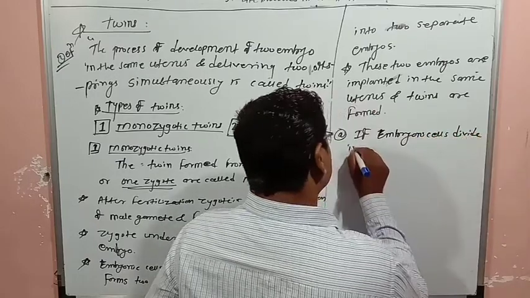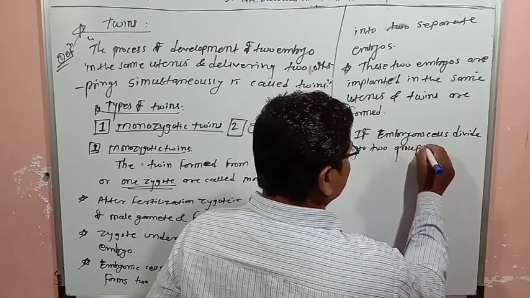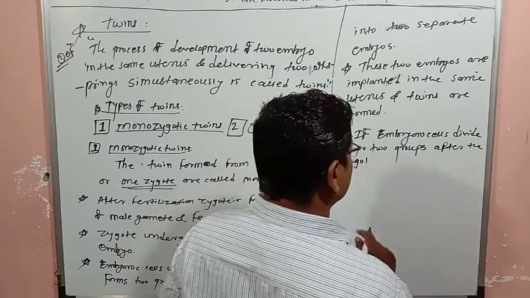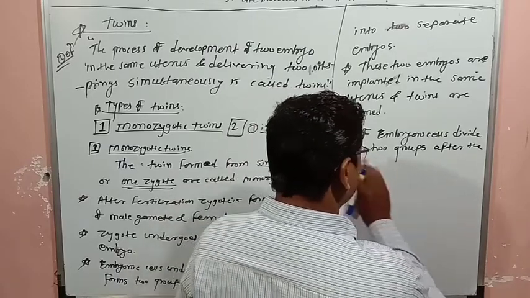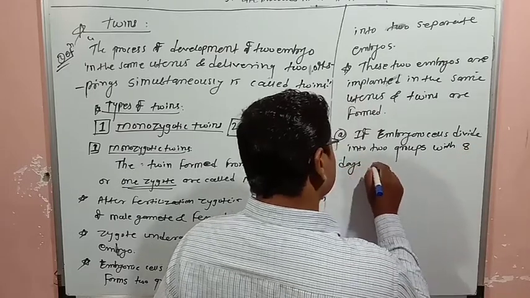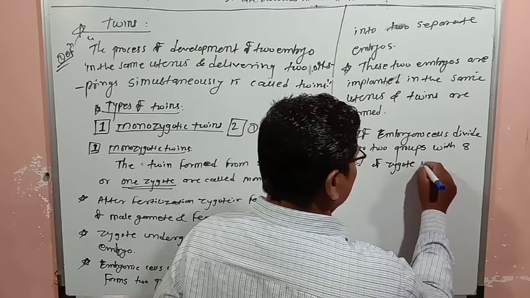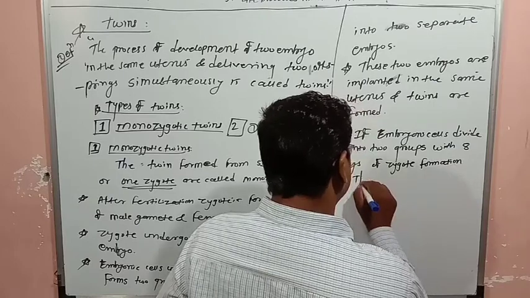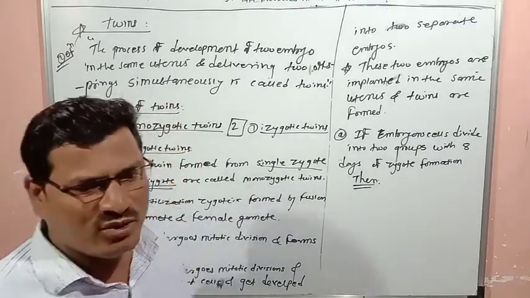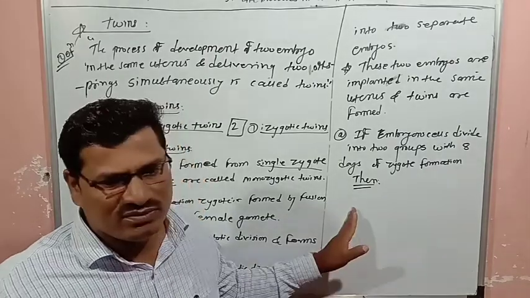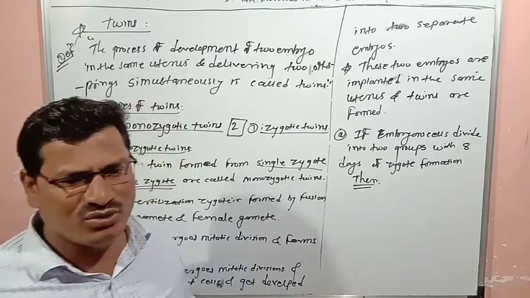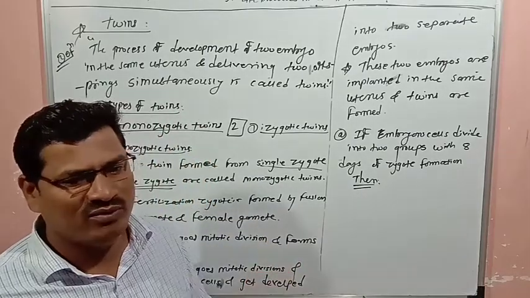If embryonic cells divide into two groups within 8 days of zygote formation, then the two groups of those cells develop as two separate embryos, and monozygotic twins are formed.